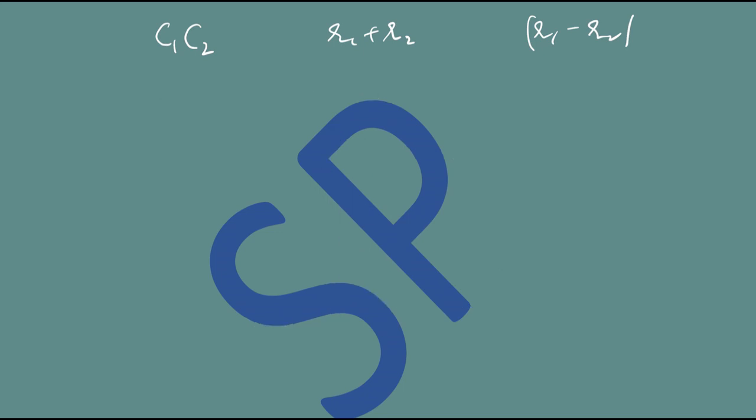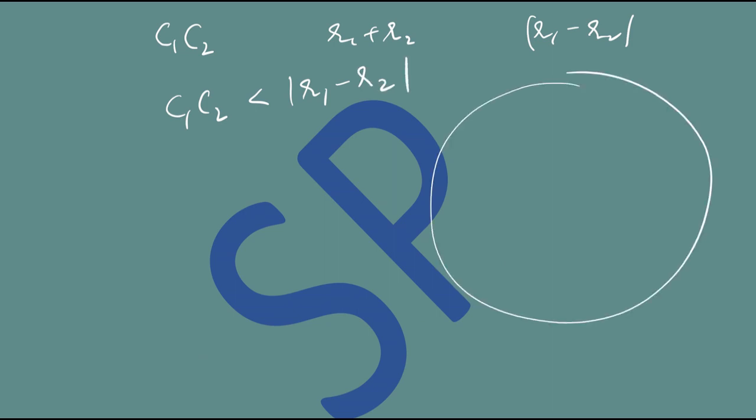And suppose in another case I got C1C2 is less than mod of R1 minus R2. Now we know the geometrical position of the circles. One is going to lie inside the other. So no common points, and observe that you can't even draw any common tangent to those circles. So in this case, the number of common tangents is 0. Okay.